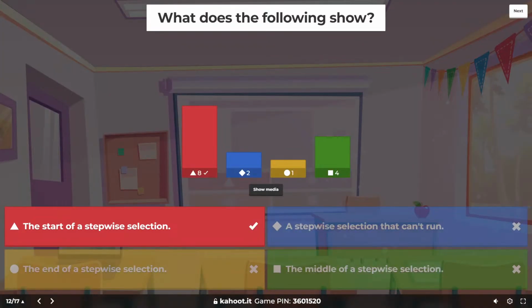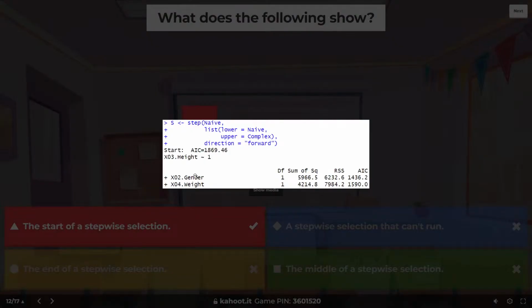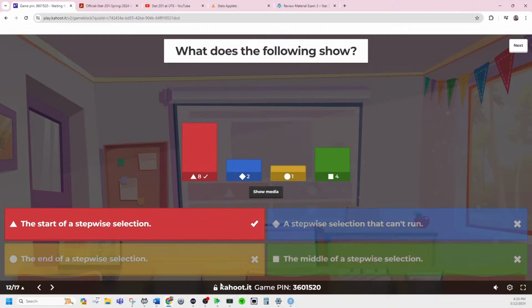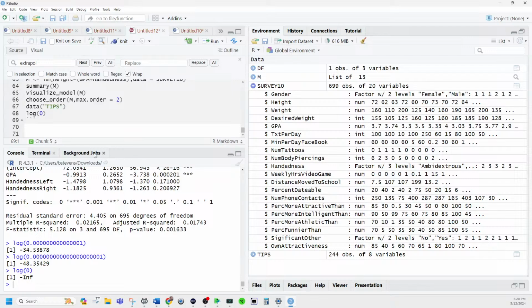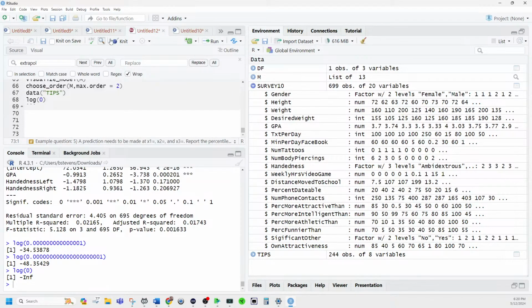That is a stepwise procedure, the start of a stepwise selection right there, because you've started at the naive model and you're going towards the complex model with more variables in it. You're going forward, and it's currently at the naive, an AIC of this amount, and adding in gender, survey 11, is going to be the best choice right here. So if you want to know how to write the step code, please check out the notes on this.